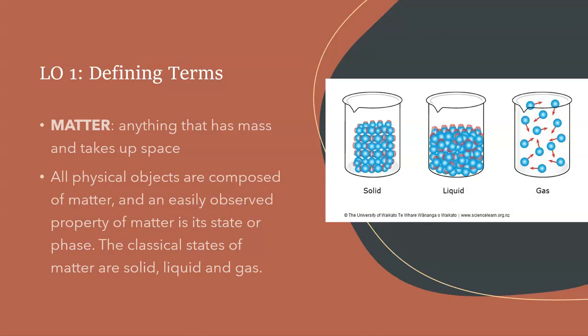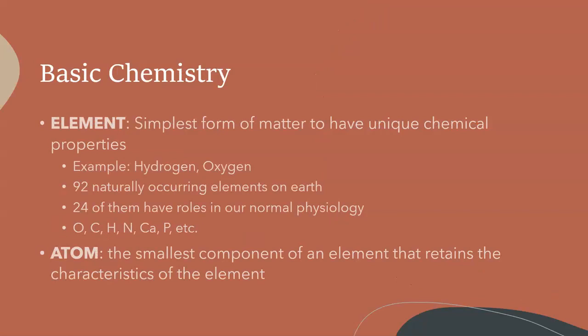An easily observed property of matter is its state or phase. The classical states or phases of matter are, of course, solid, liquid, and gas. So if you're sitting at a desk and you knock on it, you can say that that's a solid form of matter. If you're drinking a bottle of water, liquid. If you've ever seen water evaporate, it turns into the gaseous phase, okay? So pretty simple there. And we'll talk about some basic chemistry, and we'll talk about more terms here.